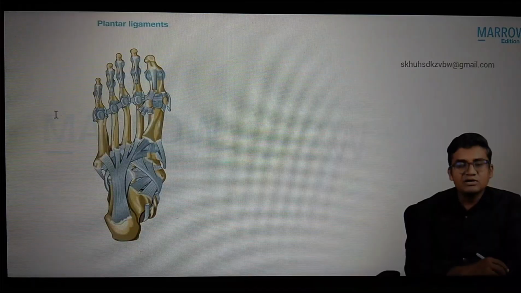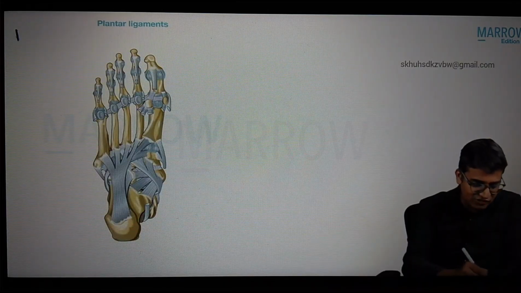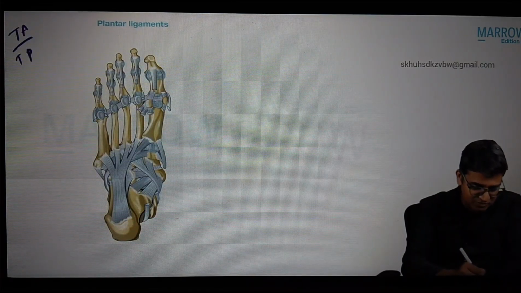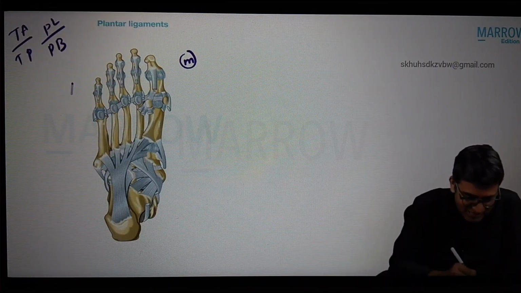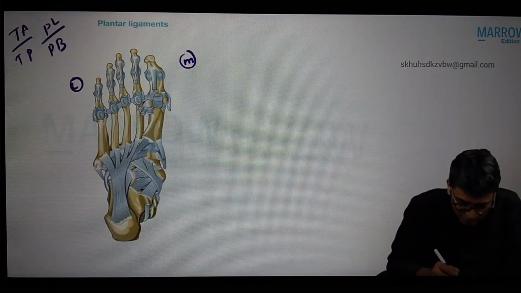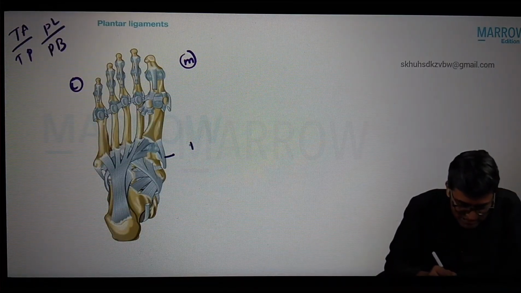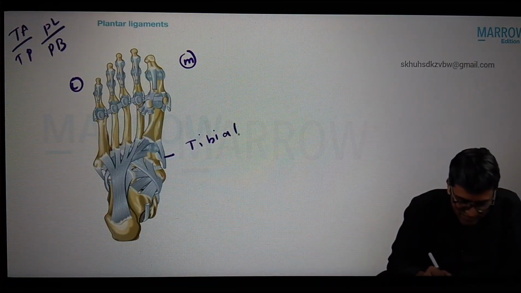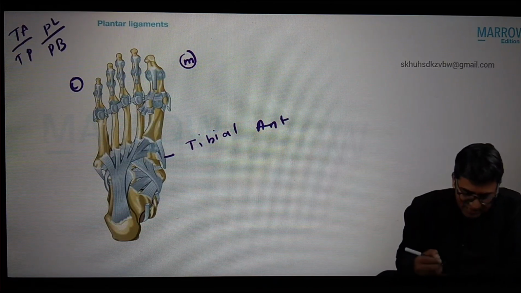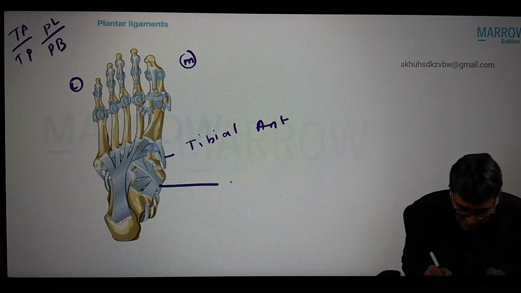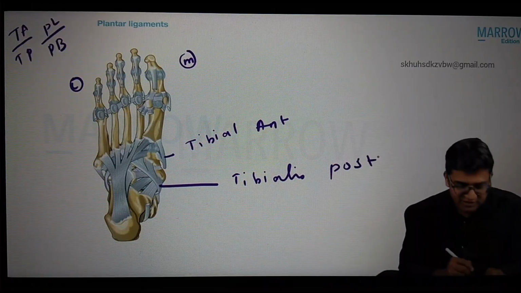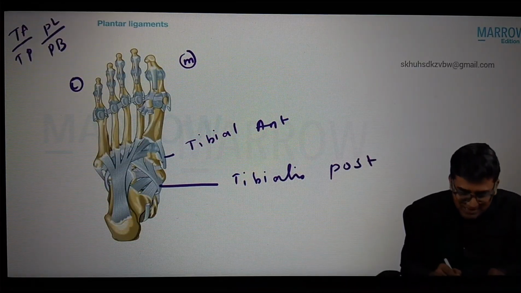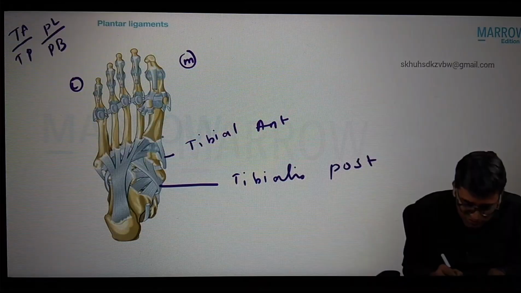Now, see this diagram. In this diagram, we are seeing the insertion of tibialis anterior, tibialis posterior, peroneus longus and peroneus brevis. This is the medial side and this is the lateral side. This one is the tibialis anterior tendon, on the front side, and this one is the tibialis posterior tendon.